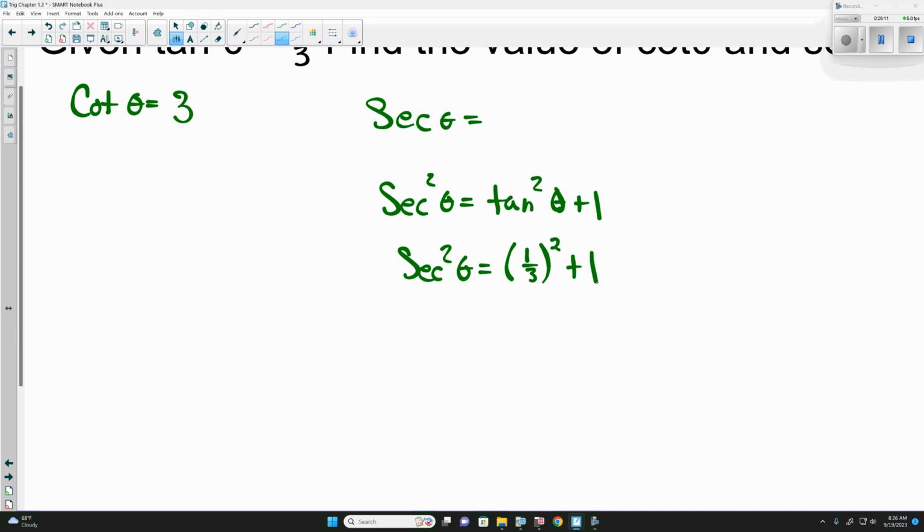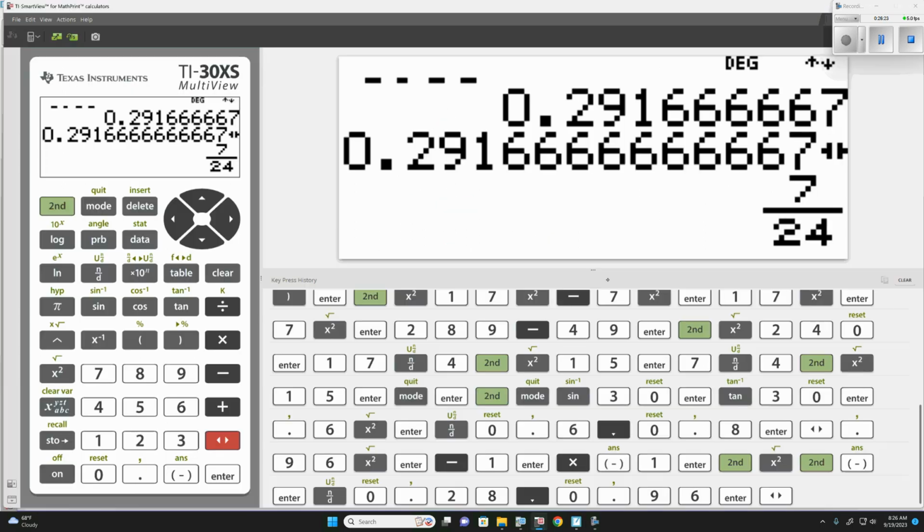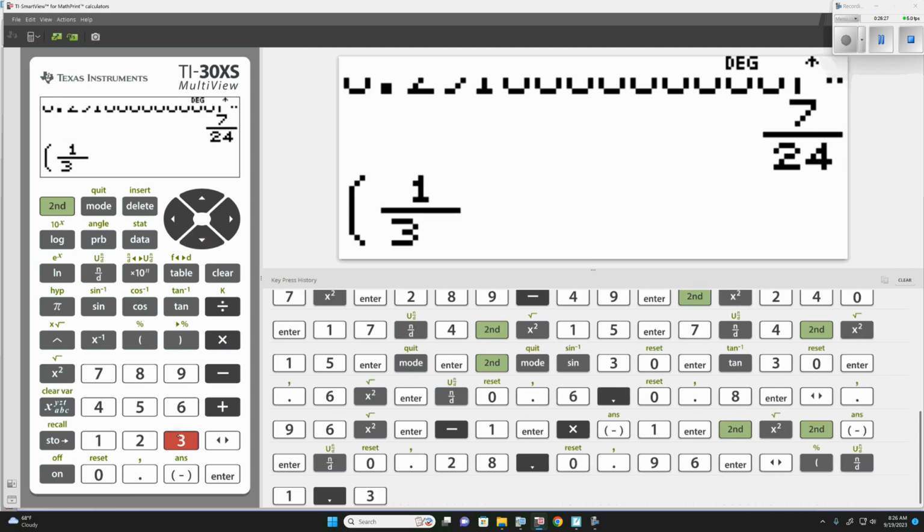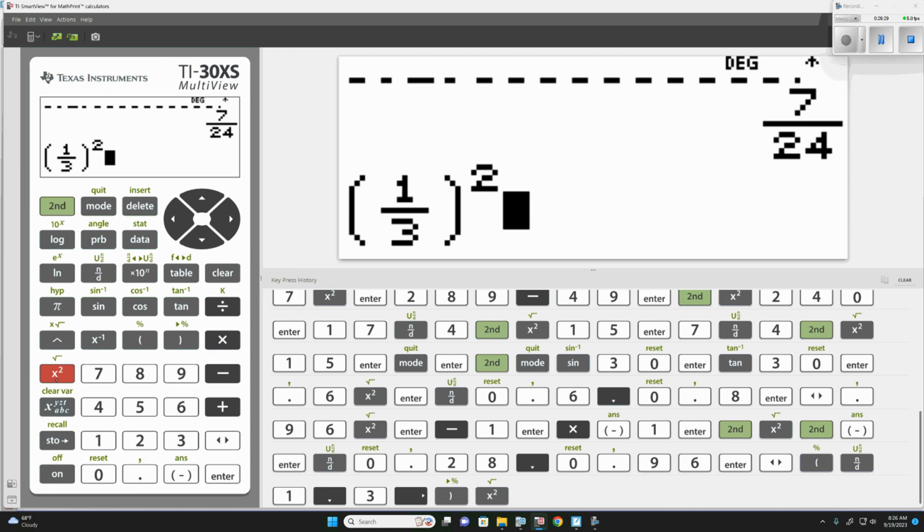Now we know tangent is, for our given angle, 1/3, so we can plug it in. Now on this side we have 1/3 squared plus 1. Well, we can actually type that in a calculator. 1/3 squared plus 1 is 10 over 9.